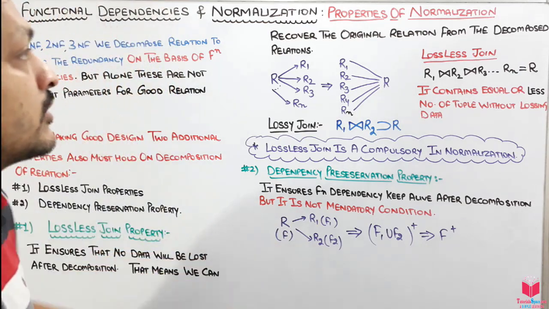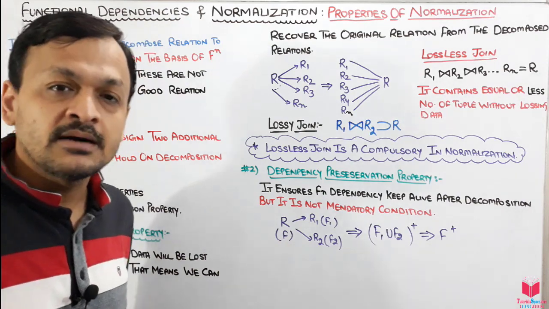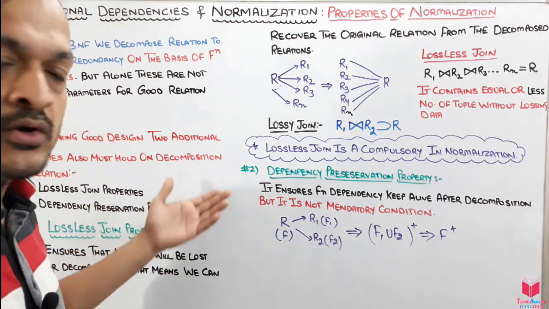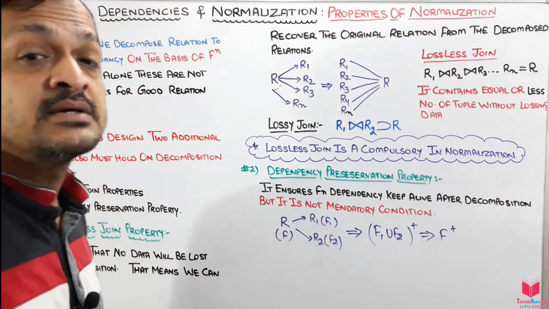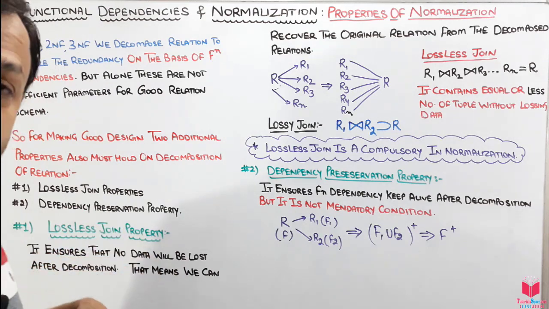So this is all about the properties of normalization. In the next session we will take some examples. On those examples we will check whether these properties hold or not, and see some conditions on the basis of which we can ensure whether the lossless join property is there or not.